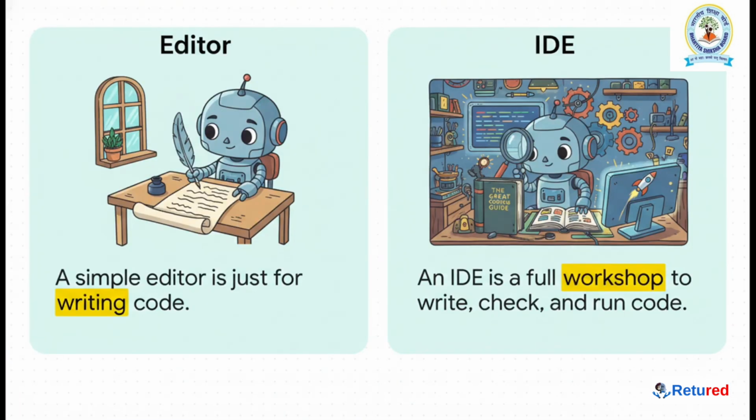So, what's the big difference? Well, a simple editor is really just for writing, but an IDE is a full workshop. It's one single place where you can write your code, check it for mistakes, and then actually run it to see what happens. It makes everything so much faster and easier.